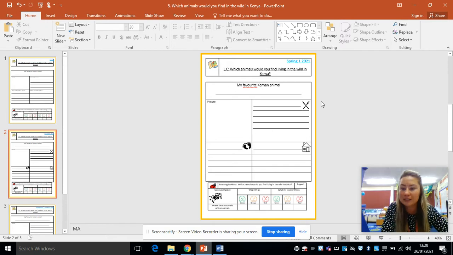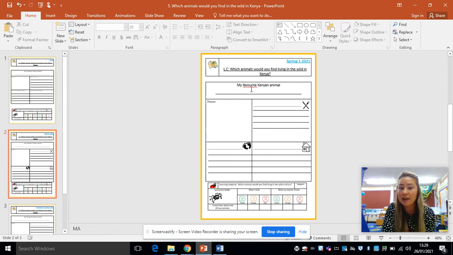Now, there are two tasks that I'd like you to have a go at today, and they're both in your pack. This one is similar to what you did in the first week, which was research an animal, linking to our science and linking to our learning challenge as well. But we're going to get a bit more specific today, and I would like you to use Kiddle or Purple Mash or Google with an adult and have a look at which animals you would find in Kenya. I want you to do a bit of research on Seesaw. You could do a video on your animal as well.